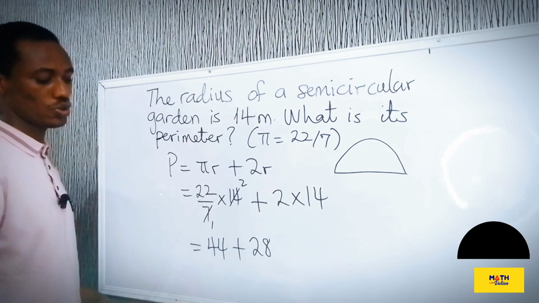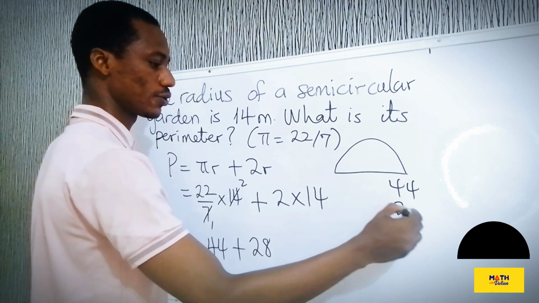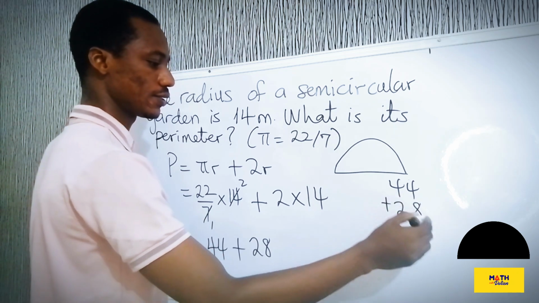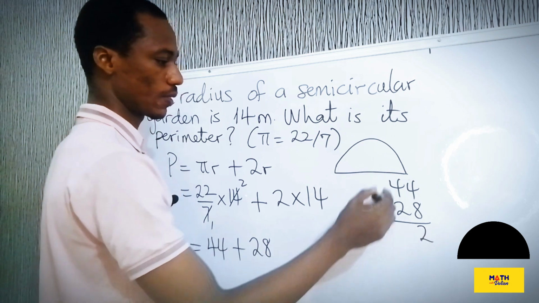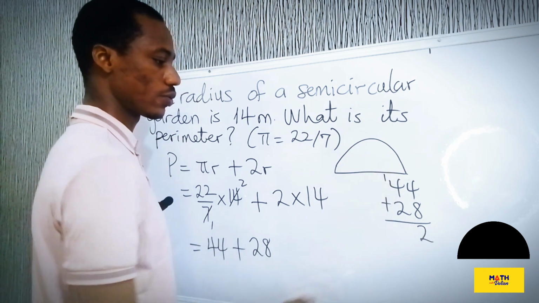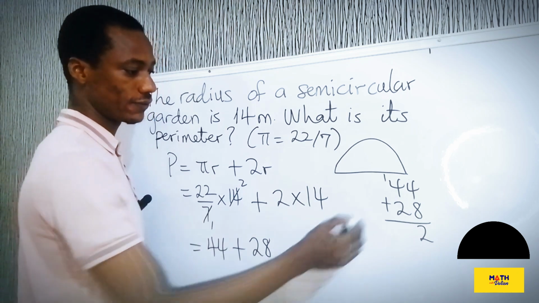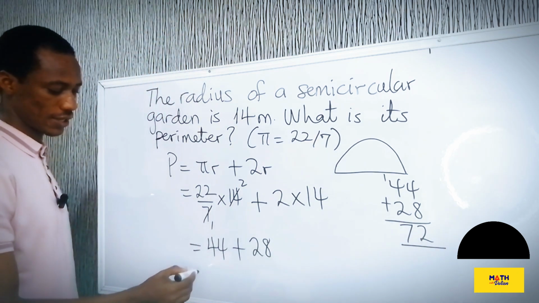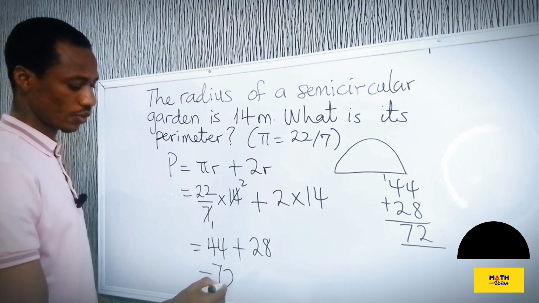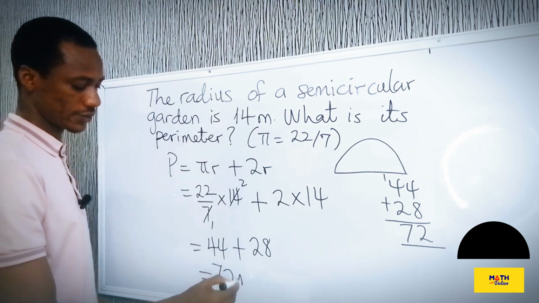Then we add the two numbers together, 44 plus 28. 8 plus 4 is 12. And then we write 2 and take the 1 to the next value. Then 1 plus 4 is 5. 5 plus 2 is 7. So our answer is 72. All right, our answer is 72, and that is in meters.